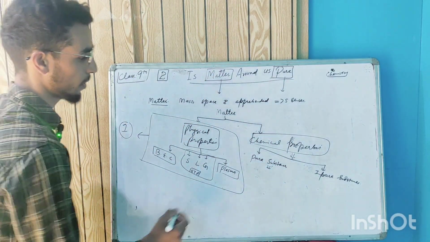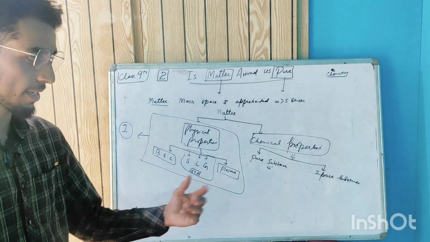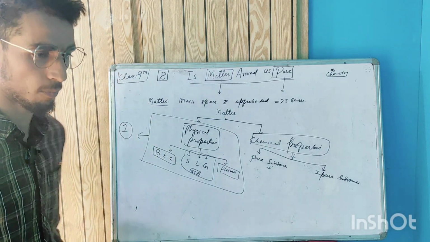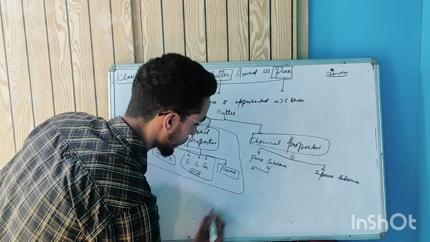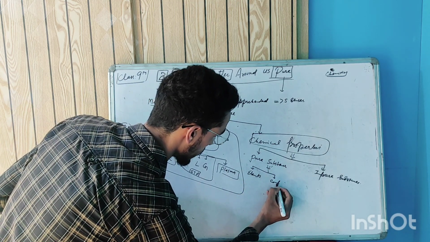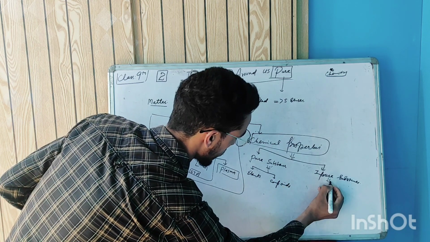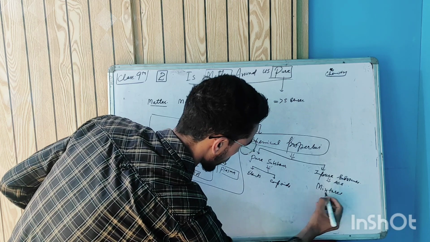Impure means there might be some other substances, and pure means there is only one component present in that substance. Now on the basis of purity, we have elements, compounds, and impure substances, which are usually known by the name mixtures.